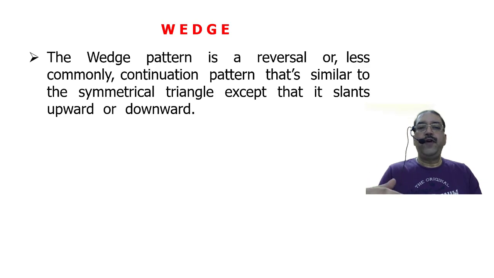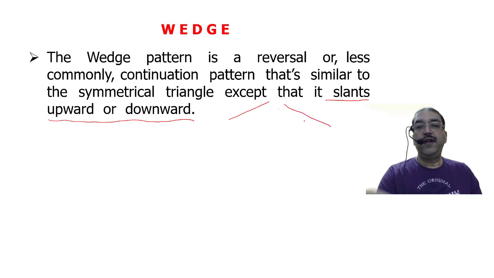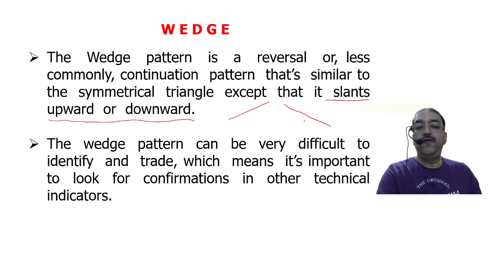So, a wedge is a reversal or, less commonly, a continuation pattern that's similar to the symmetrical triangle, except that it slants upwards or downwards. This is very important. So you can have a wedge that is sloping upwards, or you can have a wedge that is sloping downwards. Now, what is the indication of this? What is the meaning of this? As I told you, it is very difficult to identify such wedges. But if you see the definition here, they have given it as a reversal.